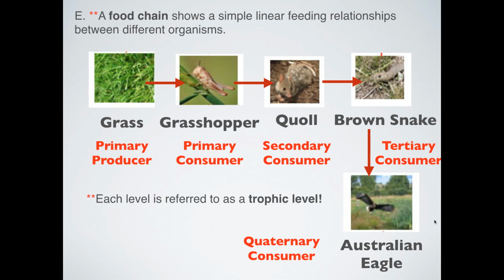Last term, each level here, the primary producer, the primary consumer, secondary consumer, those are all called trophic levels. The word troph means to eat or to consume. And so every single one of these, this is a trophic level, this is a trophic level. Each one is separated. They're all their own trophic levels.